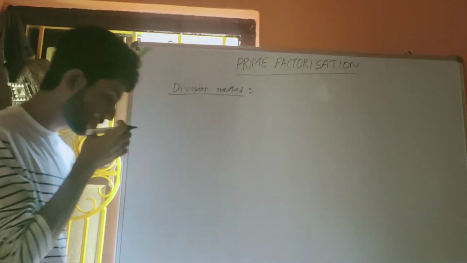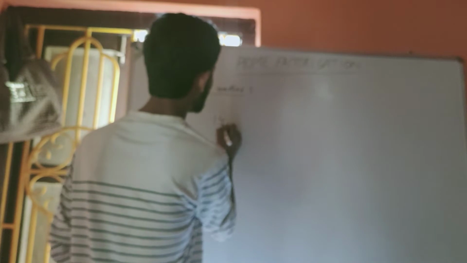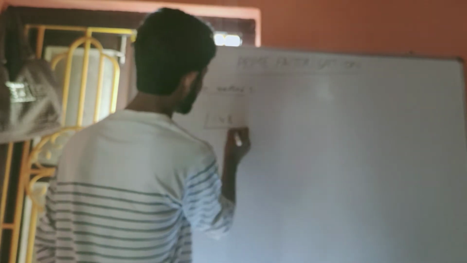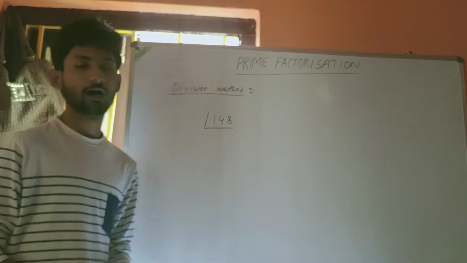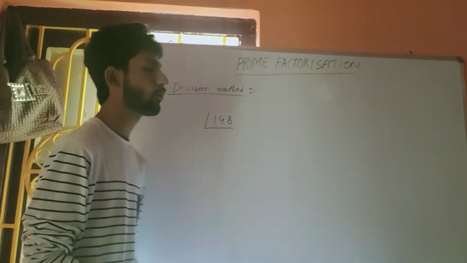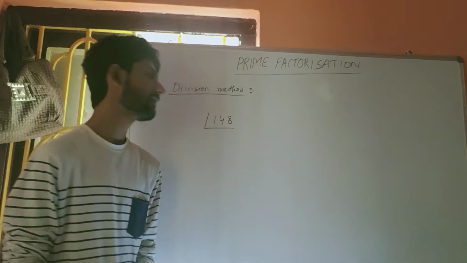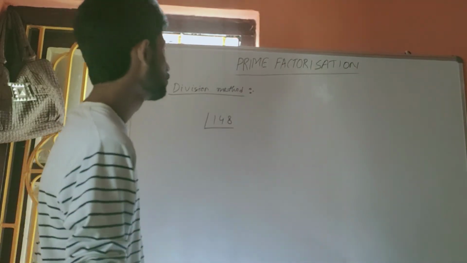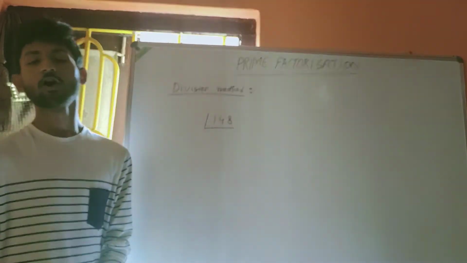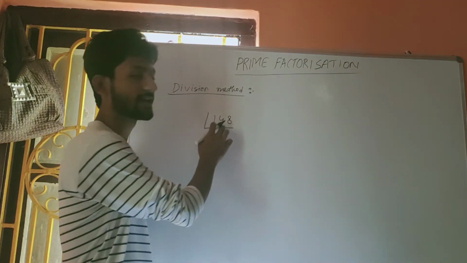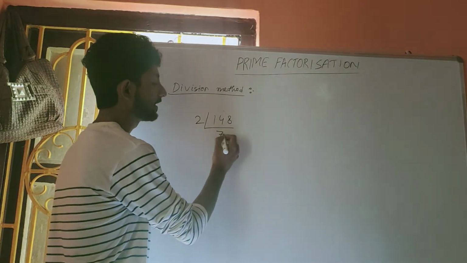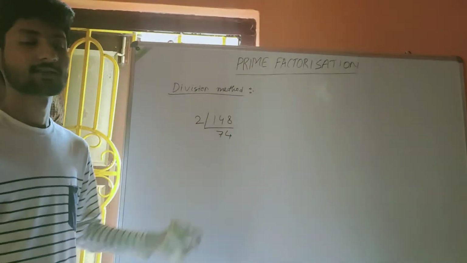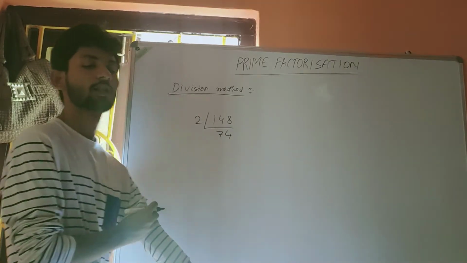Okay. Suppose there is the number 148. First you have to look: is it divisible by 2? What is the rule of divisibility by 2? If the last digit is 0, 2, 4, 6 or 8. Here the last digit is 8, so it is divisible by 2. So we divide by 2 and we get 74.